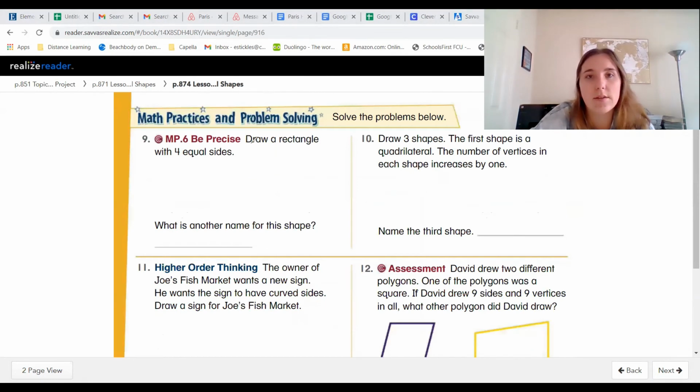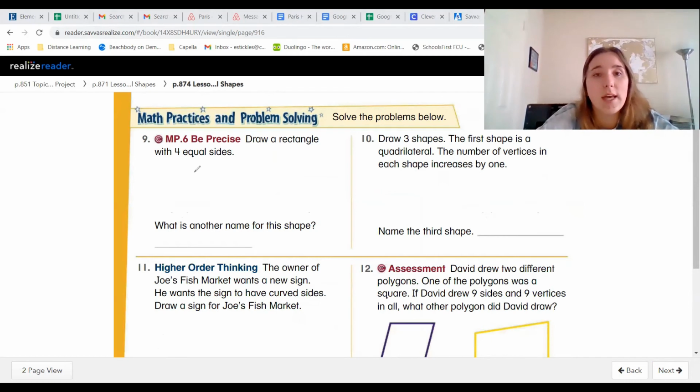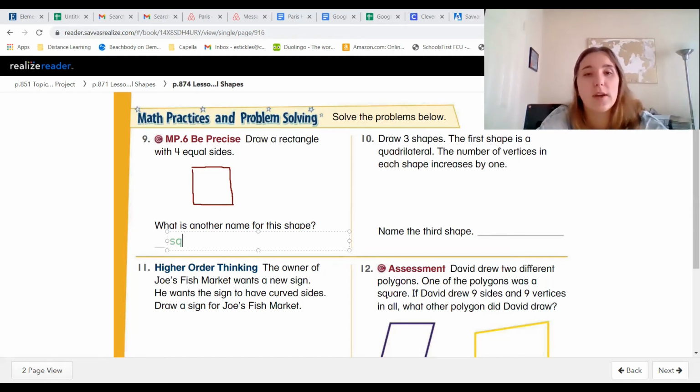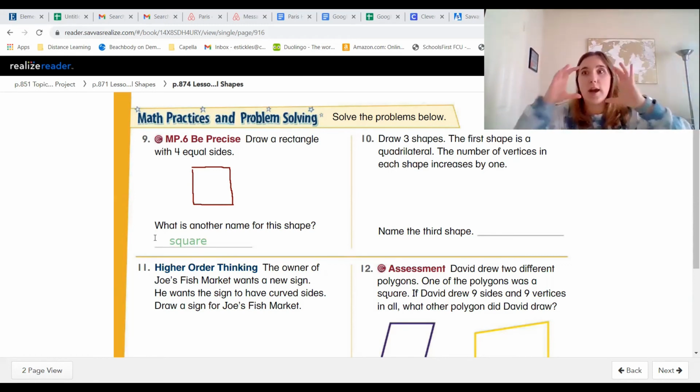Okay, so number 9 says draw a rectangle with 4 equal sides. So I'm going to draw a rectangle, but it has to have 4 sides of the same length. So 1 side, 2 sides, has to be the same size as each other. Okay, so this is technically a rectangle, but they asked us, what is another name for this shape? Do you know what it's called? It's a square. So square is a special rectangle. So they're kind of like the same thing, but then rectangles can also be longer, right? Or skinnier too. And a square has to be the same length on all 4 sides. So it's cool. Squares are a type of fancy rectangle.